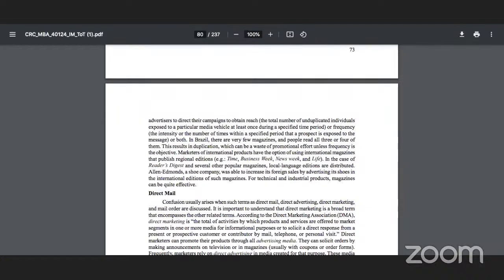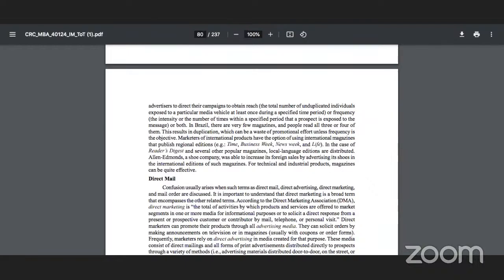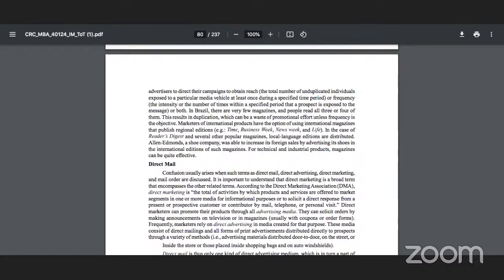Advertisers direct their campaigns to obtain reach, that is the total number of unduplicated individuals exposed to a media vehicle at least once during a specified time period. That's the definition of reach. Always remember these are two important elements that we need to consider. One is reach and second is frequency: the intensity, or the number of times within a specified period that a prospect is exposed to the message, or both.